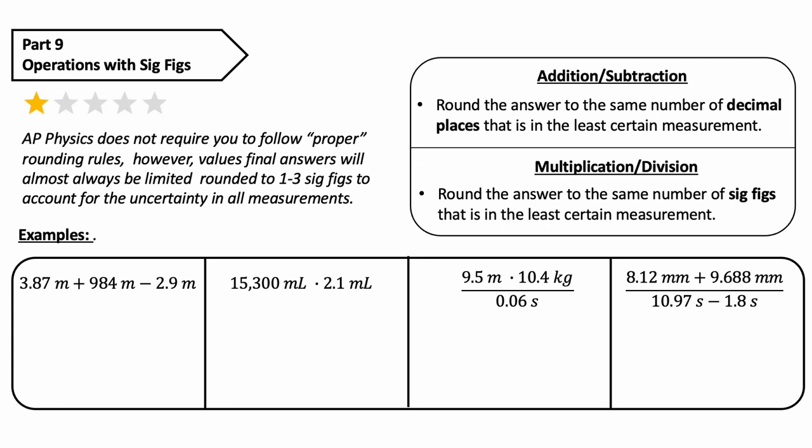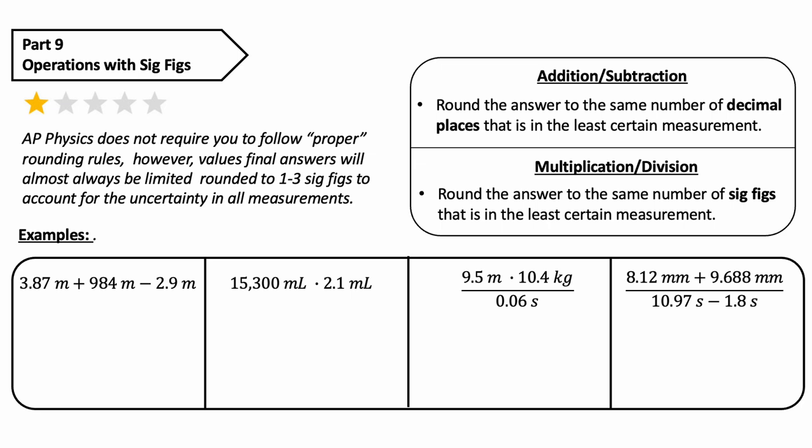Now in part 9, we are doing some operations with sig figs. And again, this is another 1-star problem because AP Physics does not force you to follow these rules. But again, just to understand that these are units and they do have certain rules, I think it'll help you appreciate the science that we are doing here. So let's learn what these rules are.